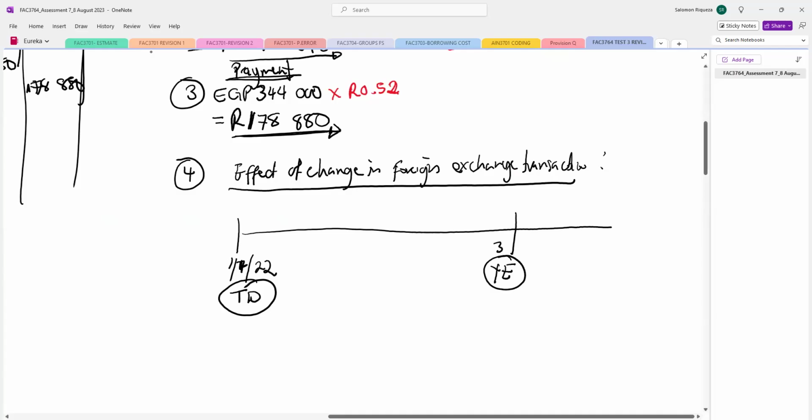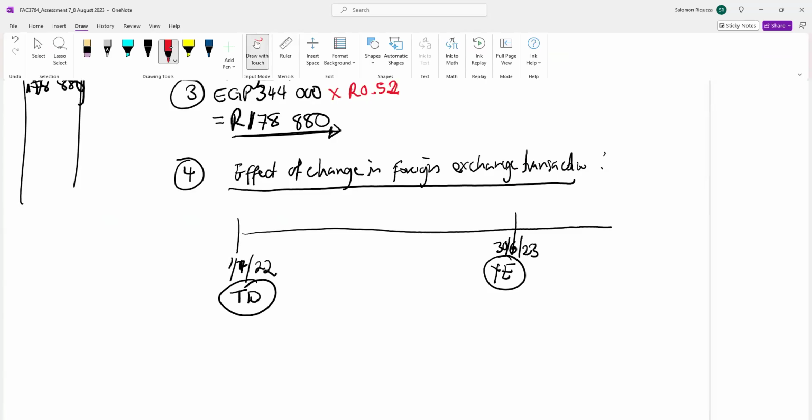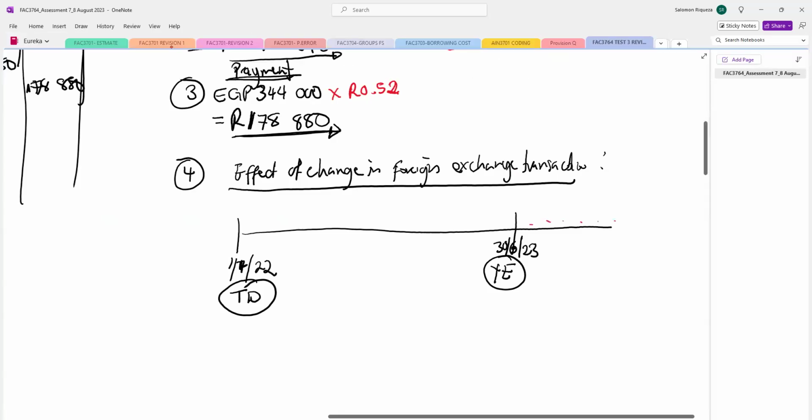30 June 23 is my year end. All right, so in between, remember we are still owing, so we're still continuing until 2027, we're still owing. So because we are still owing, what will happen here, there will be a translation.